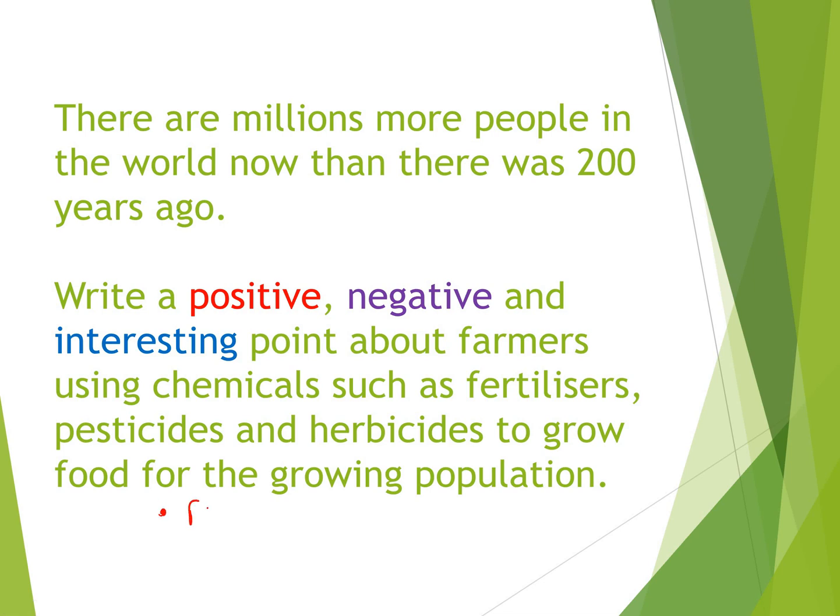So you can start off with your positive. You can give it a plus sign. You can then do your negative, and you can give it a minus sign. And then you can do your interesting point. We'll give it an exclamation mark. So just from your own perspective, what you know, positive, negative, and interesting points about chemicals that farming communities may use. Pause the video.